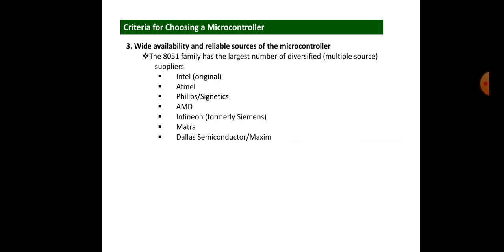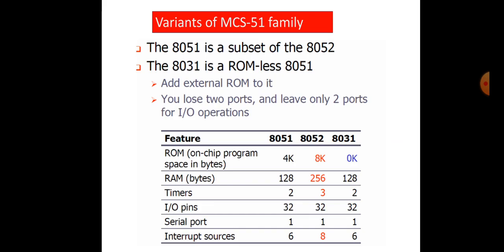So take the Intel 8051, which is designed by Intel. Along with it, we have different manufacturers of the same 8051 core: Intel, Atmel, Philips, AMD, Matra, as well as Dallas. Some of the variants of your MCS 51 family, or you can take them as family members of your 8051. So 8051 is a subset of the 8052.